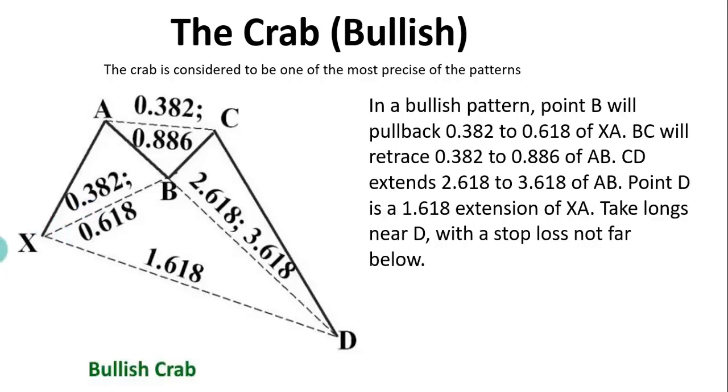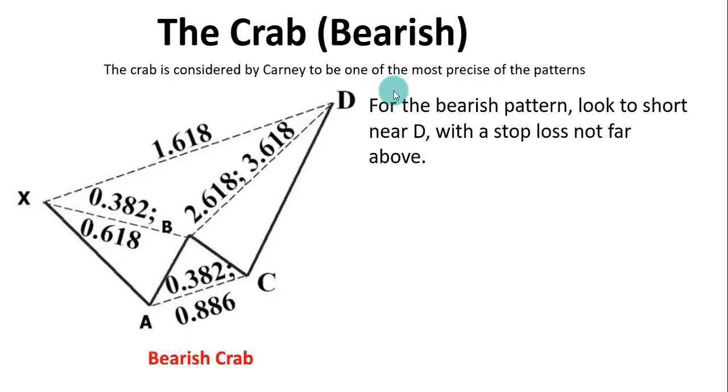It started from X as usual, X, A, B, C, D, with all these ratio numbers of extension and retracement. Here you will go long from here, your stop loss just below here, and expect prices to rise. The bearish example of a crab is this. Similar situation: short from here, stop loss above, price goes down. So these are the types of harmonic pattern formations.